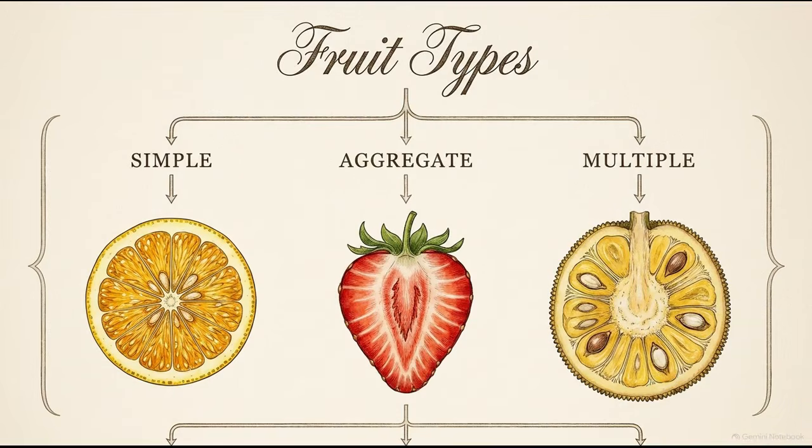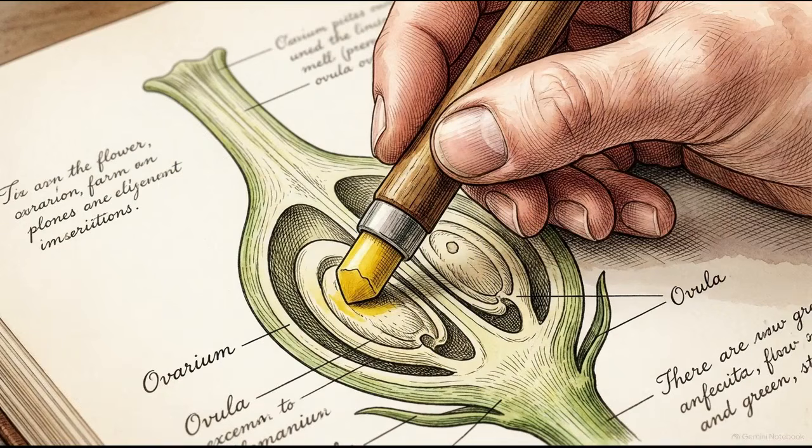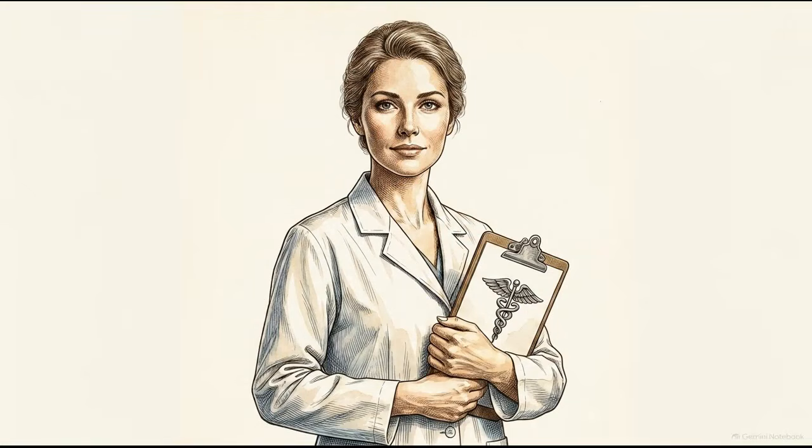Take a screenshot of these 2 summary charts. They map out the entire structural hierarchy of simple, aggregate, and multiple fruits, alongside the exact anatomical differences between dicot and monocot seeds. Memorizing the baseline rules is a start, but commanding these specific anatomical exceptions is how you secure top marks in your board exams and competitive medical entrances.